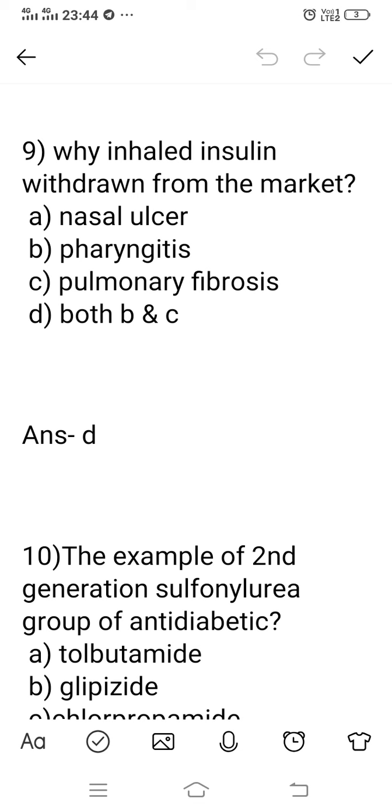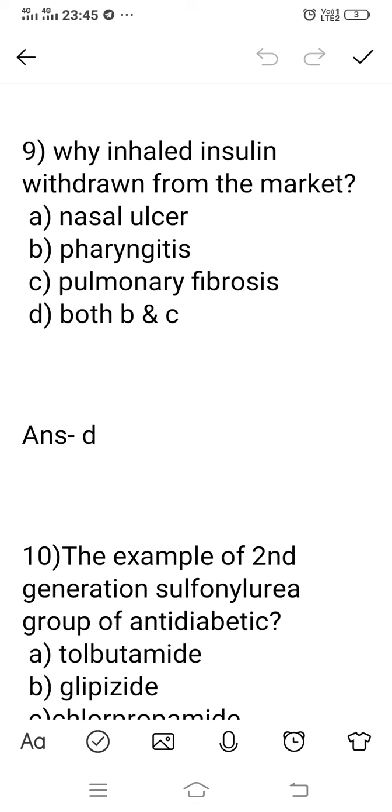It produces both pharyngitis and pulmonary fibrosis. Pulmonary fibrosis means the destruction of the lungs, and pharyngitis means inflammation of the pharynx. So inhaled insulin produces both pharyngitis and pulmonary fibrosis. So for this disadvantage, this type of side effect, inhaled insulin was withdrawn from the market. So the right answer is option number D, both B and C.